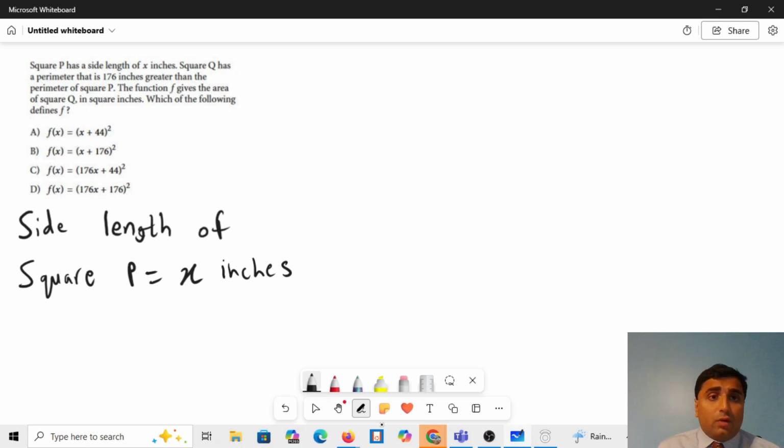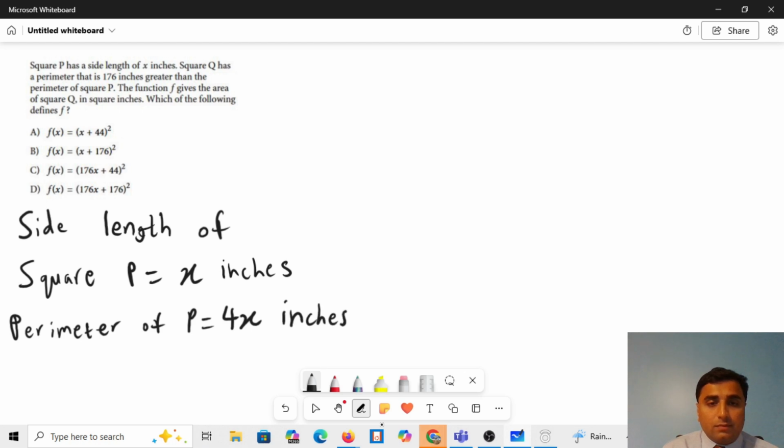So therefore, the perimeter of P is going to be 4x inches. Perimeter of P is equal to 4x inches. Okay.